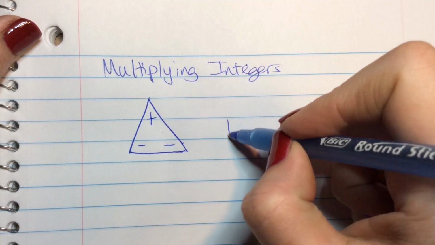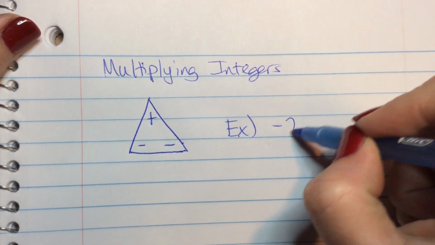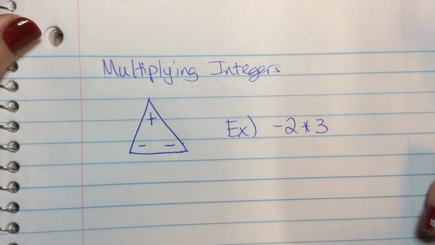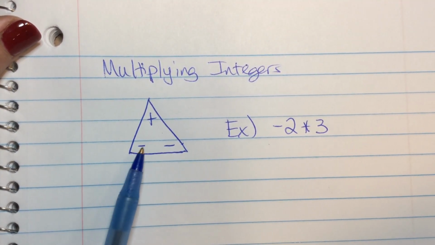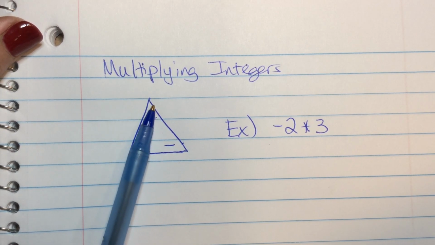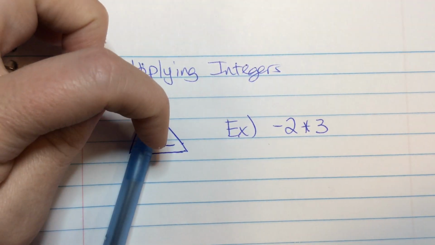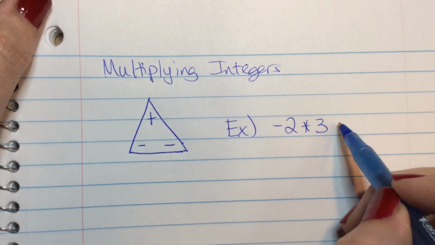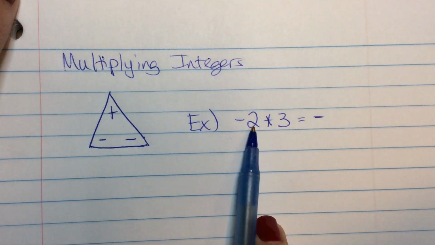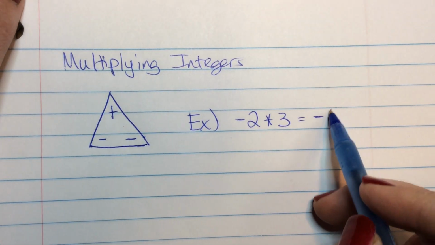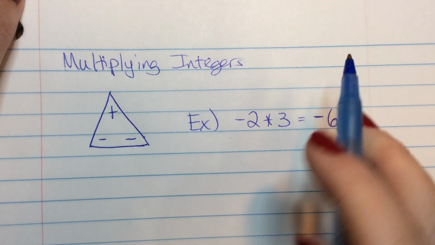So let's do an example here. Let's say we have -2 times 3. Well, we have a negative and a positive. So we're going to cover up a negative and a positive, and our answer is negative. So we will have a negative answer. And now we just think about, what is 2 times 3? Well, it's 6. So our answer will be -6.